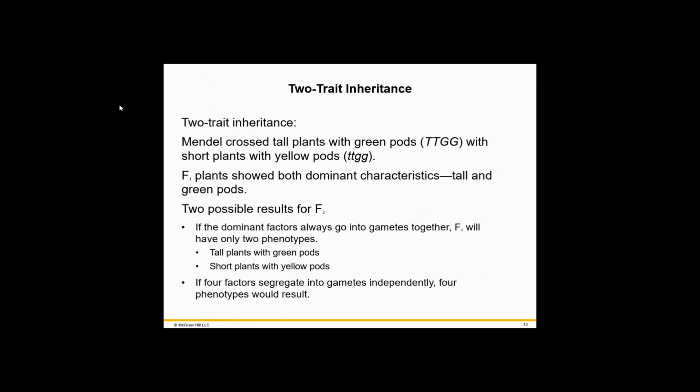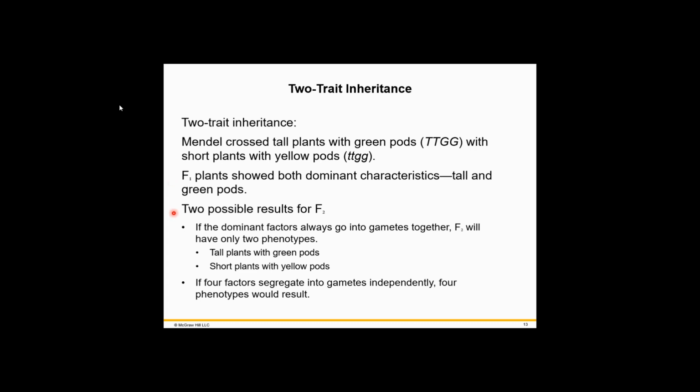Now, two-trait inheritance is a little bit different. Mendel crossed tall pea plants with green pods. So our two different traits are the height and also the color of the pod. Now we're going to have 4 alleles, and then he crossed it with a short plant with yellow pods. Both of those are going to be homozygous recessive. And so now you're having 4 alleles in there. His F1 plants, his first generation plants, show both dominant characteristics, tall and green pods.